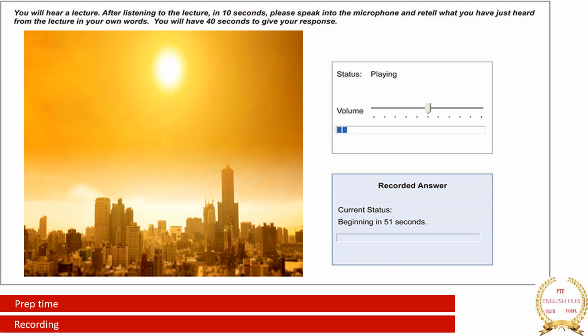To prevent these effects, it is important to stay hydrated, avoid direct sunlight during the hottest parts of the day, wear loose and lightweight clothing, and seek air-conditioned environments when possible.